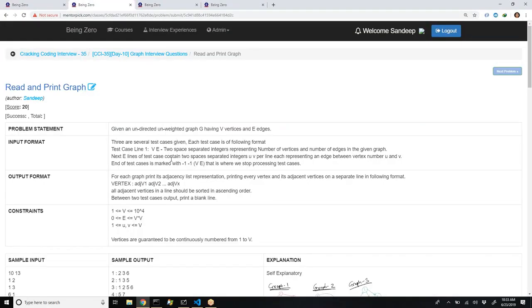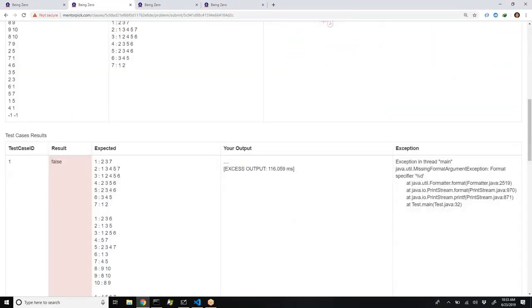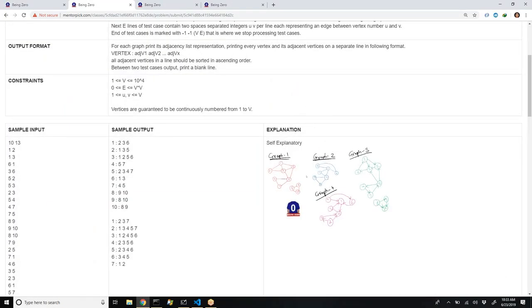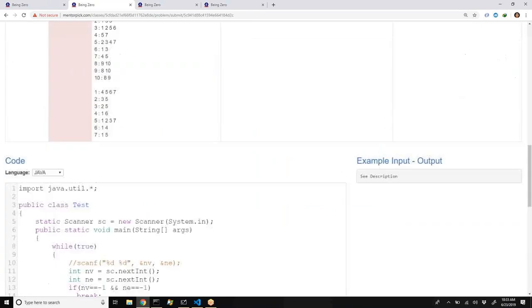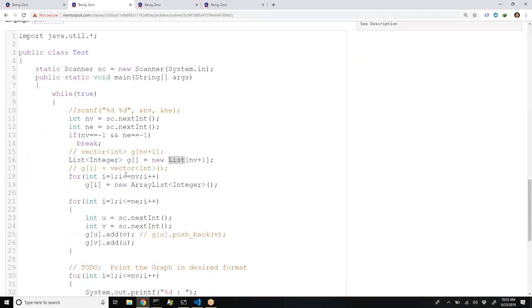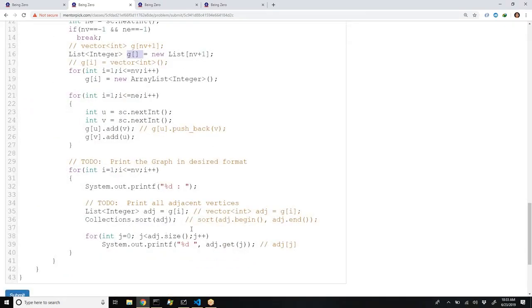Sandeep, if it is not given in the question that the graph cannot be modified, then is it okay not to use that adjacent list at the end and just use sort on G of i only? How do you sort on G of i? G is an array of lists. G of i will give me the list at the ith index. You could have directly written G of i here. It's just for explanation I have split it into 2 lines. But even if you store it in adj and sort, you are still modifying the graph.